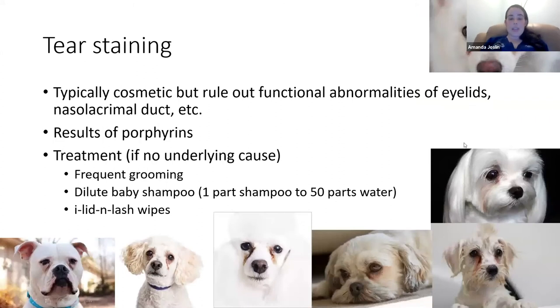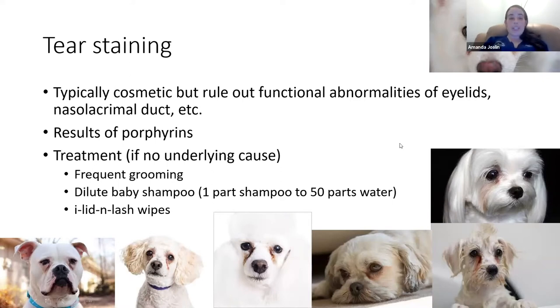Tear staining in dogs. I really just put this up because obviously owners can be frustrated with this, but I wanted to make a point that every dog in this picture is a white dog. So it's really just a cosmetic issue when we get just the tear staining. I don't use Tylan powder or anything like that. I know obviously some people say it works really well. It's just the result of the normal tear film coming over.